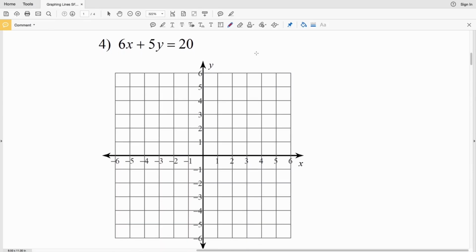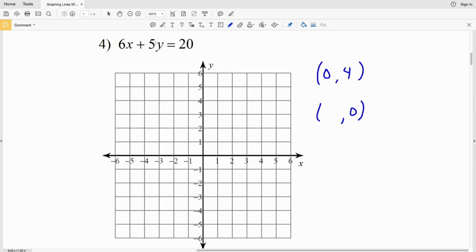In number 4, we have 6x plus 5y equals 20. Again, we'll solve for when x is 0, and we're going to solve when y is 0. And if this confuses you, when in doubt, you could always rewrite this in slope-intercept form, using the y-intercept and then using rise over run to calculate the next point. So if x is 0, 6 times 0 is 0, so we're left with 5y equals 20. So when we divide both sides by 5, we'll get that y is equal to 4. So when x is 0, y equals 4.